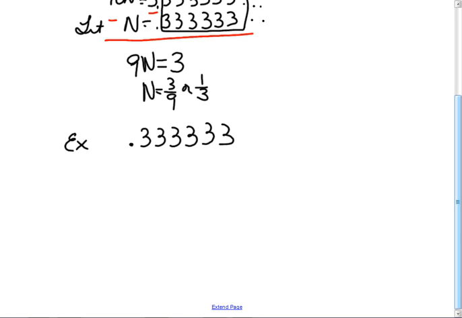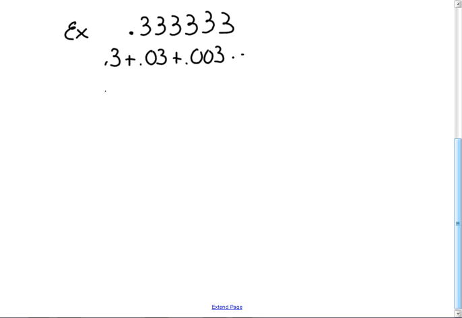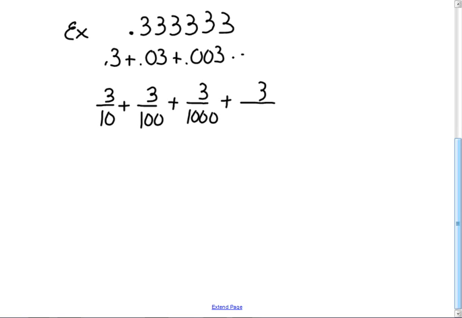Well, this is 0.3 plus 0.03 plus 0.003, right? Etc. And I'm going to write it as a fraction. So this is 3/10 plus 3/100 plus 3/1000 plus 3/10,000, right? What's the common ratio? You're multiplying by 1/10. What's your A value? 3/10.